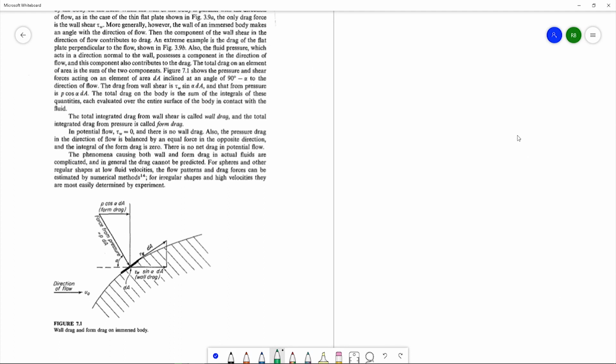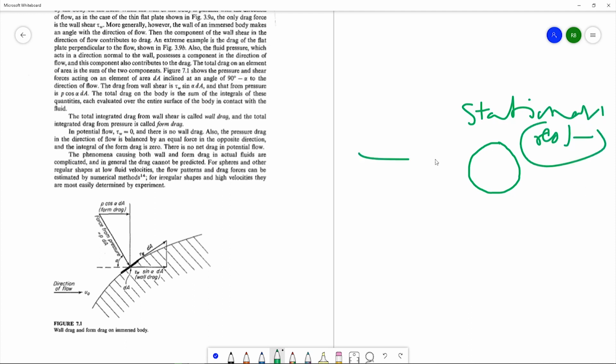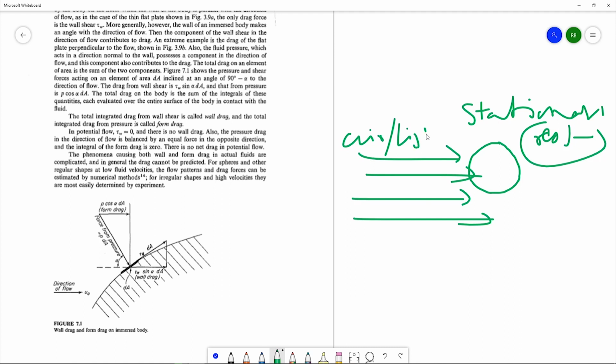Suppose, we'll take a simple case. Suppose there is an object. Let's consider a spherical object. It is stationary, it is at rest, and suppose fluid is flowing in this direction. Let's say air or liquid is flowing in this direction. The particle is stationary, it is not moving. So definitely what will happen? This fluid will try to take away this particle along with it.